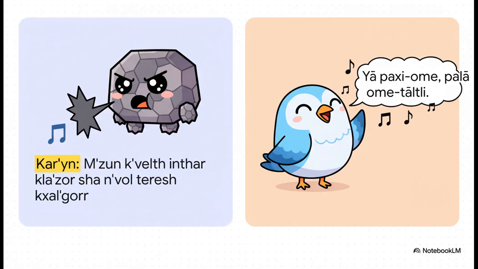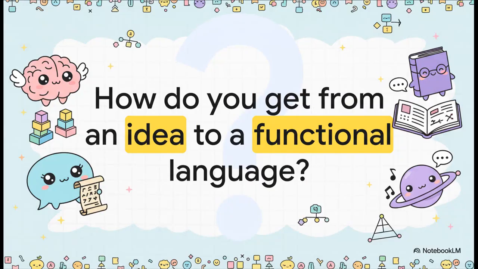Okay, just look at these two sentences. On the left, we've got a language called Kar'yn. On the right, Tlãxan. They sound completely different, right? I mean, one feels really harsh and guttural, while the other is way more rhythmic. But, and you gotta believe me on this, they're actually built on some of the very same core principles.